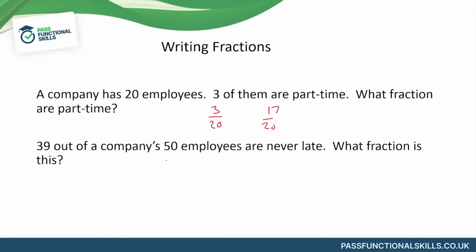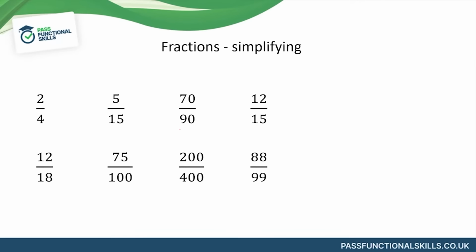What fraction is this? Well, how many are never late? That's 39. Out of how many? Well, out of 50, so 39 out of 50. Sometimes it's worth just checking, can you simplify the fractions? But in both of these examples, these fractions can't be simplified at all. So talking of simplifying fractions, let's simplify some fractions. So 2/4.